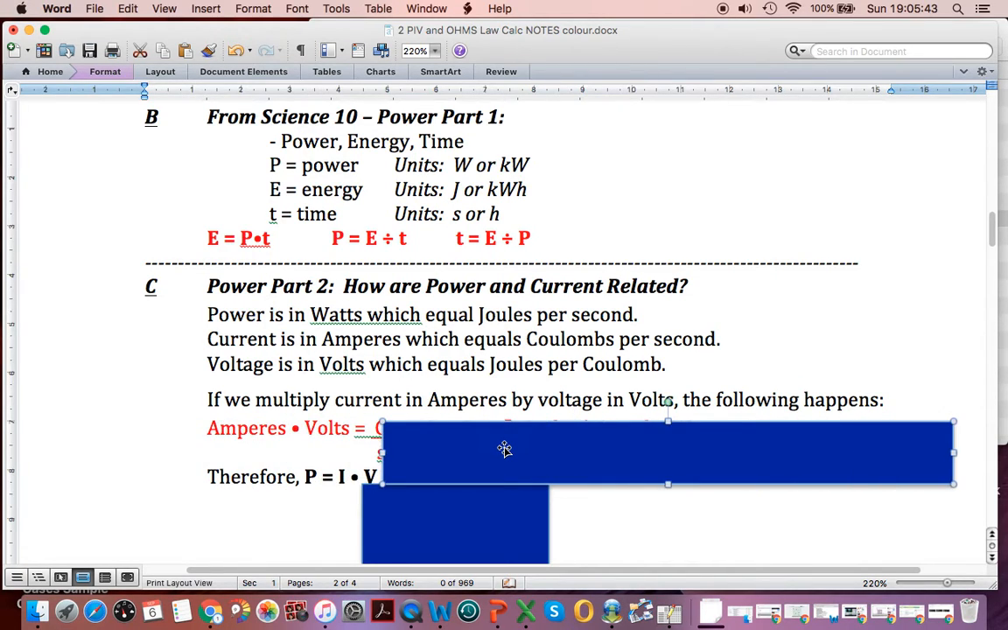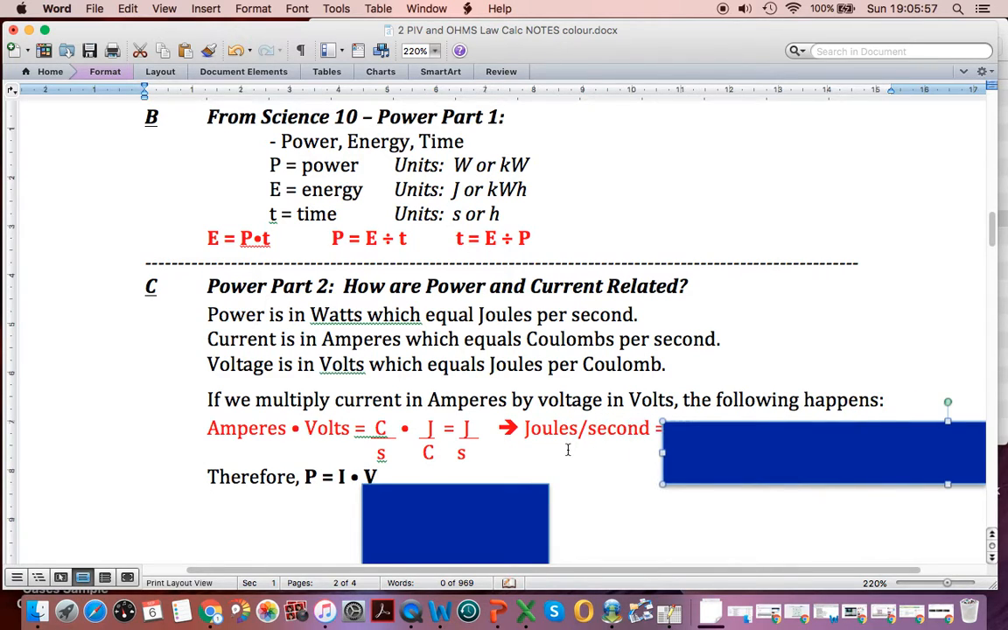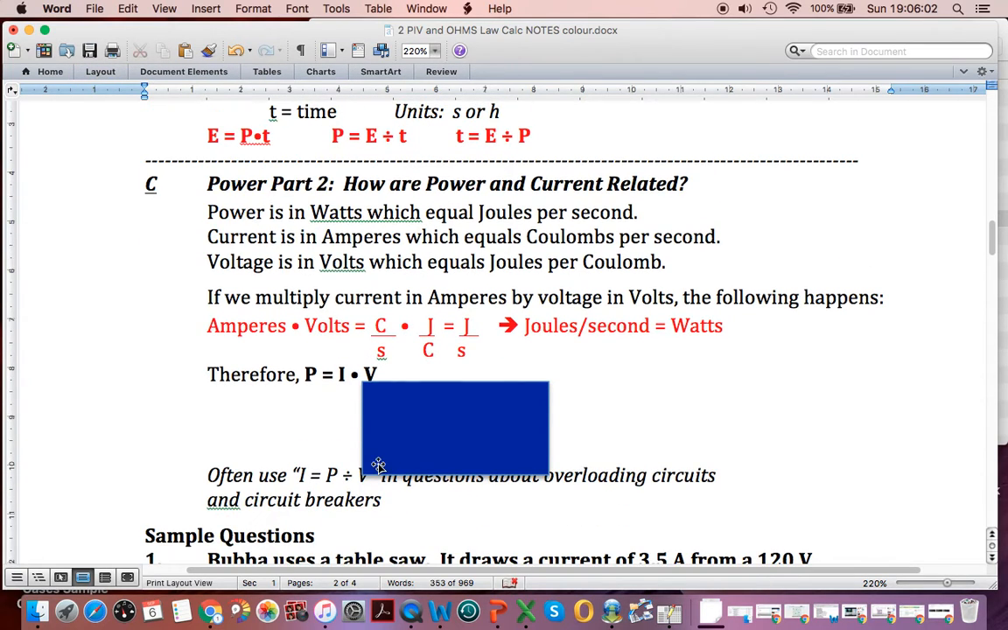So amperes times volts. Well, amperes are coulombs per second, volts are joules per coulomb. The coulombs divide out, and we end up with joules per second. I know the J's don't look that good. And joules per second happens to be watts. So from this, we get power equals current times voltage. And that means we get 3 formulas.